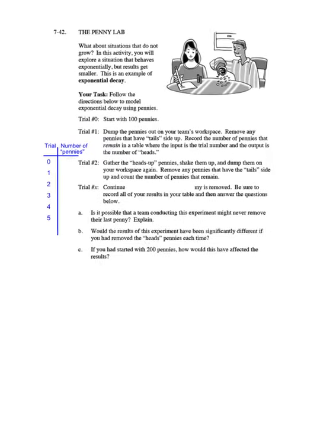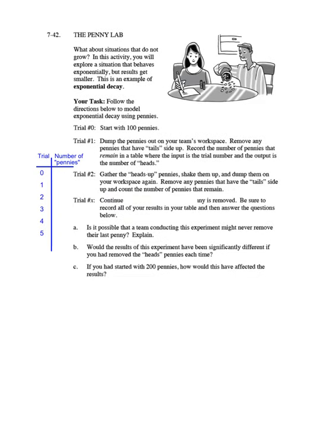We're going to look at our first decay story problem. Imagine you have a cup full of 100 pennies. That means at trial number 0, you have 100 pennies. Now you're going to dump the pennies onto your workspace, remove all the pennies that have the tails side up, and record the number of pennies that are remaining, aka the number that are heads.